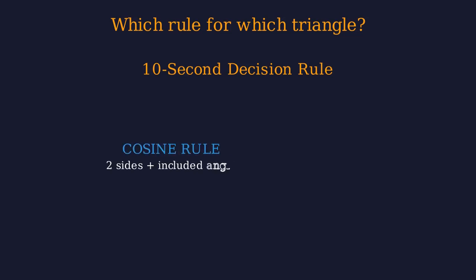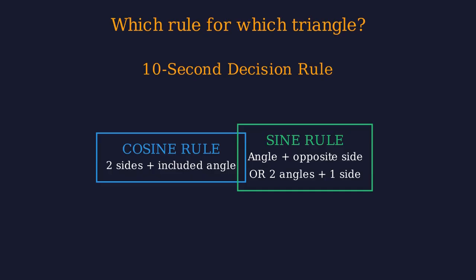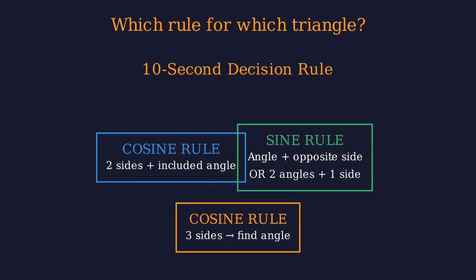List what you have. If you have two sides and the included angle between them, use the cosine rule. If you have an angle and a side opposite that angle or two angles and a side, use the sine rule. If you have three sides, cosine rule. Write that down once and you've solved the guessing. Now, let's explain why each rule works.